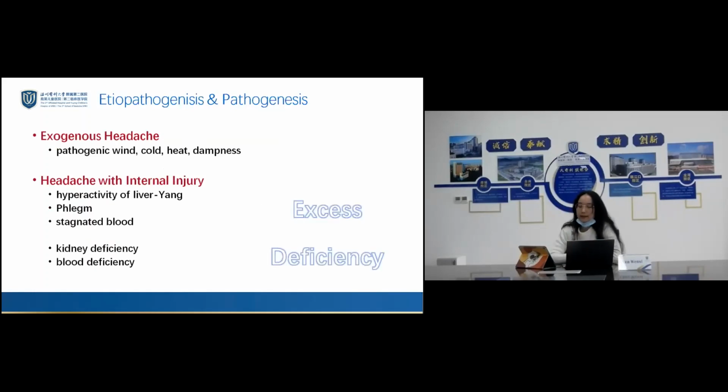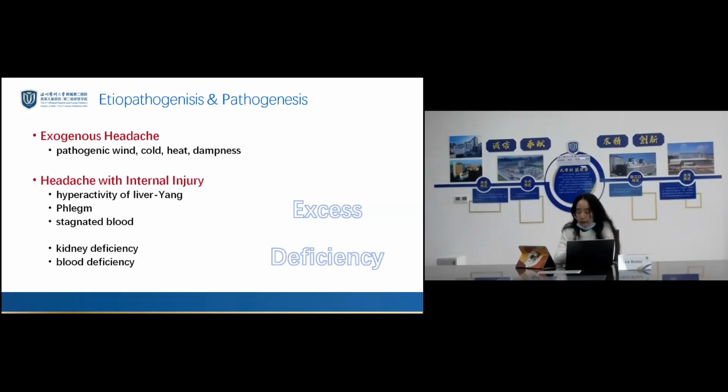Then another part is through differentiation, according to anti-pathogenesis and pathogenesis. We said all kinds of reasons can cause the headache. The first one is the exogenous headache, mostly because of wind. And the wind will combine with the cold, heat, and dampness.